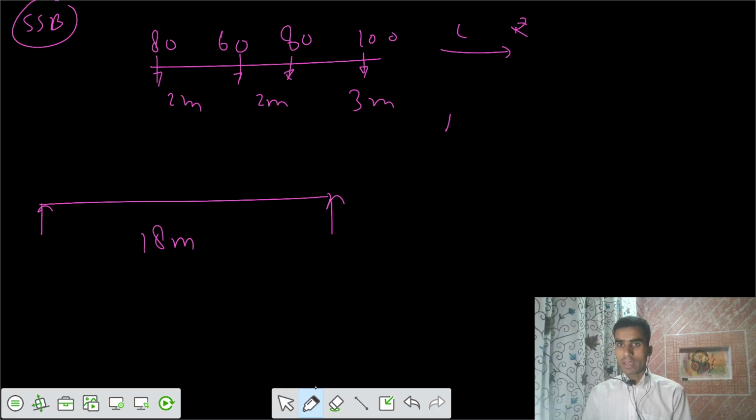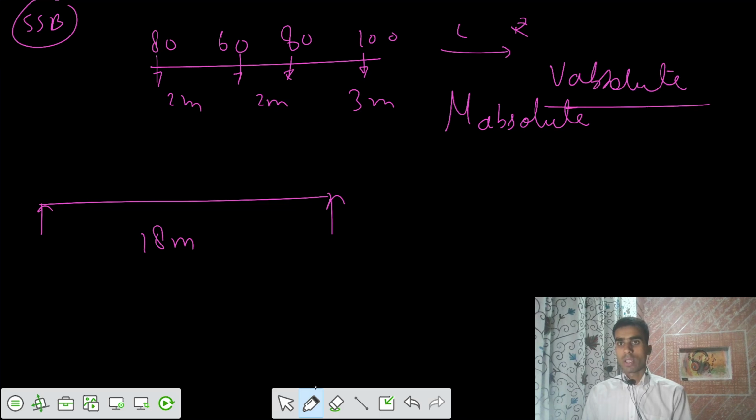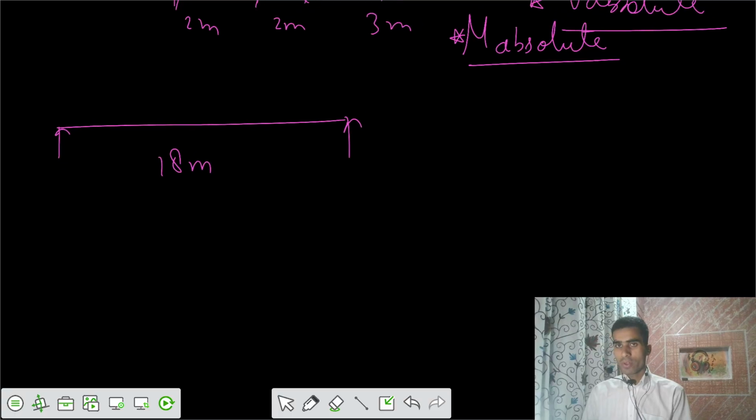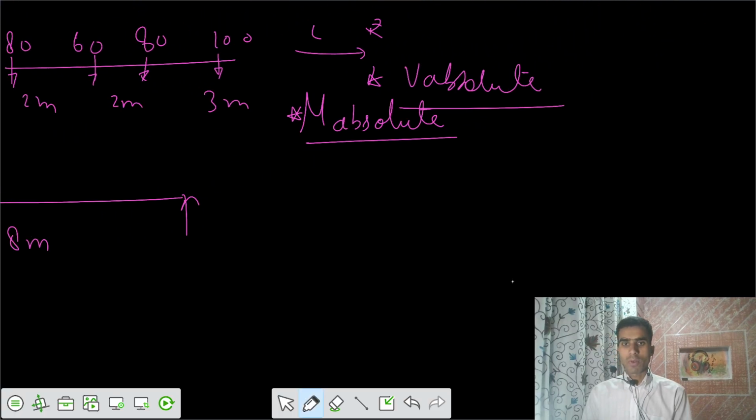We need to get the maximum absolute shear and the maximum absolute bending moment. We need these two values: what absolute shear we can have and what absolute bending moment we can have. For shear force, we know it is absolute when x is either 0 or when x is equal to L. So we can get either a negative absolute value of shear or a positive value of shear.